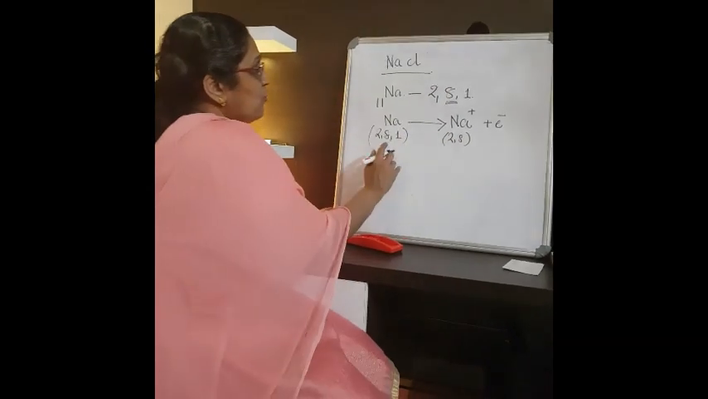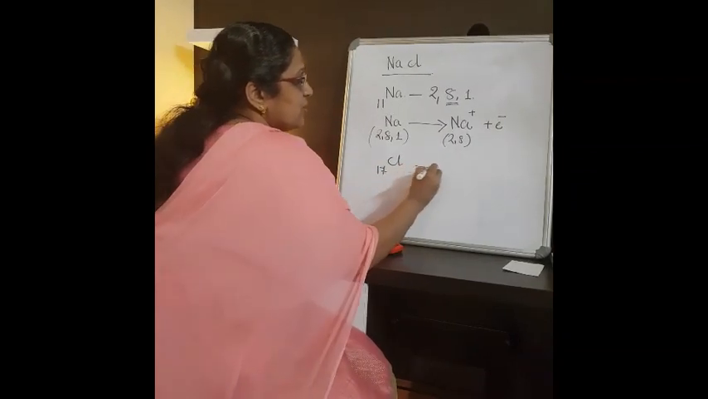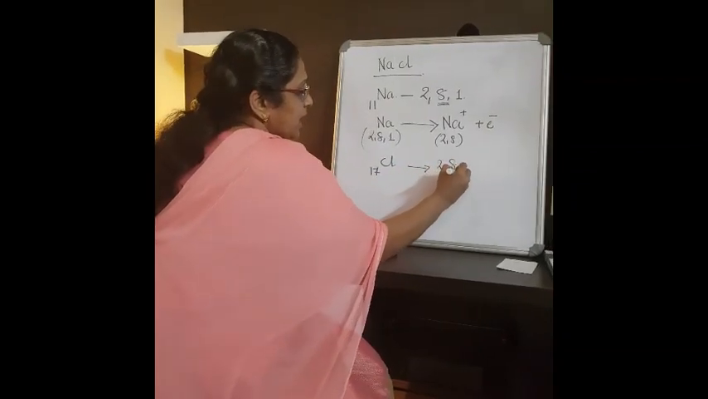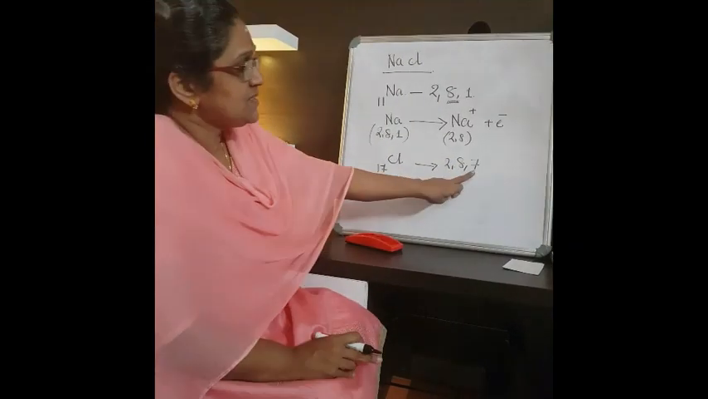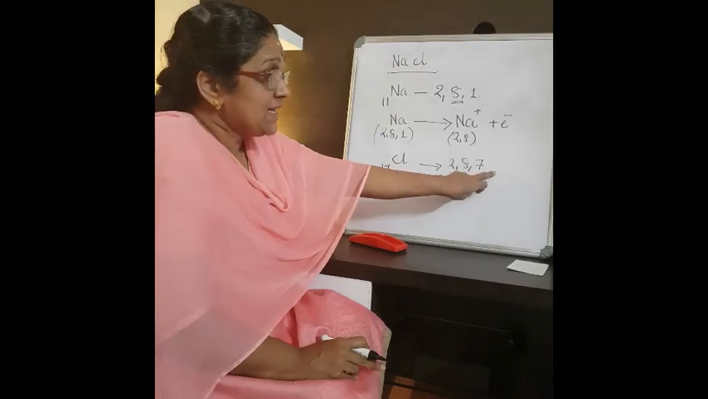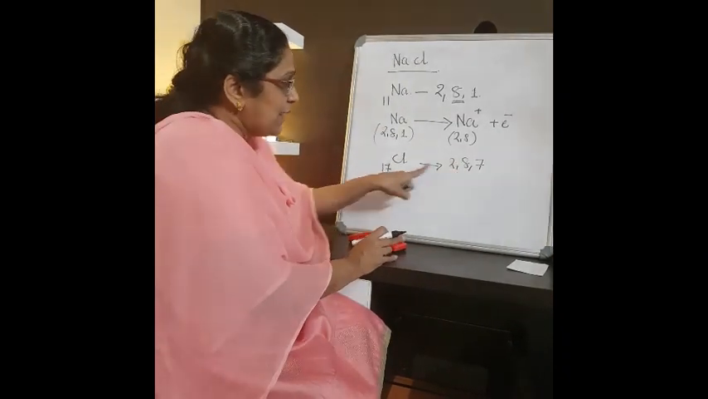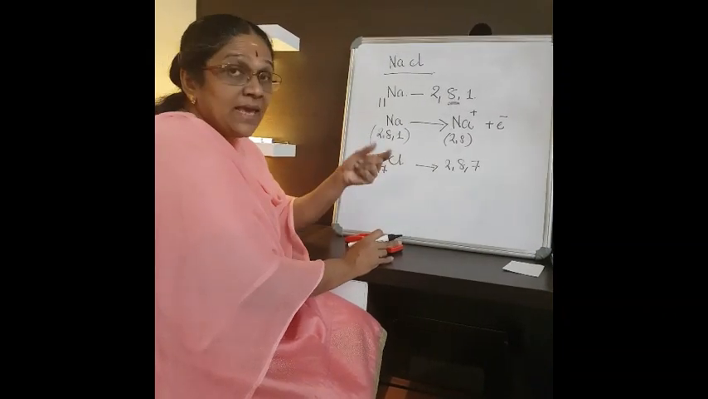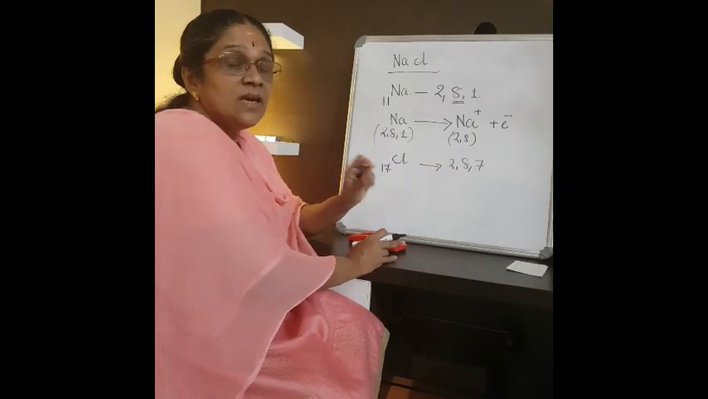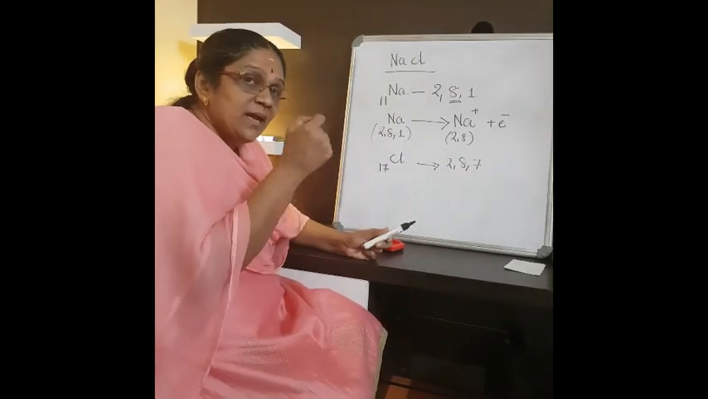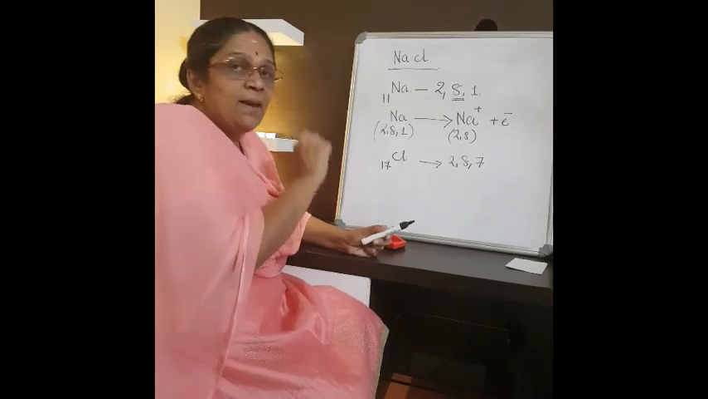Correct. Now, what about the Cl? Cl is 17. Correct. Electronic configuration is 2, 8, 7. See, what happens? Is the octet there? No. But it can form octet by gaining 1 electron. Correct. So, what happens to chlorine? Chlorine will gain 1 electron and form 2, 8, 8. Now, gaining 1 electron means what? It becomes an anion. Correct? It becomes Cl to Cl minus.